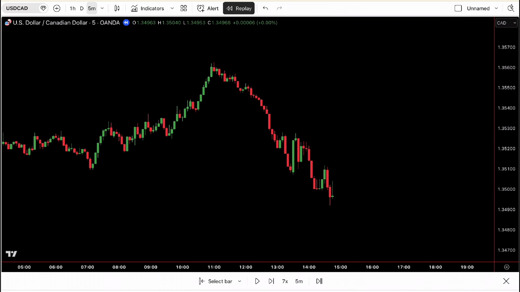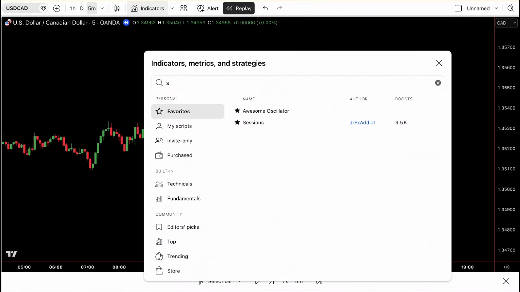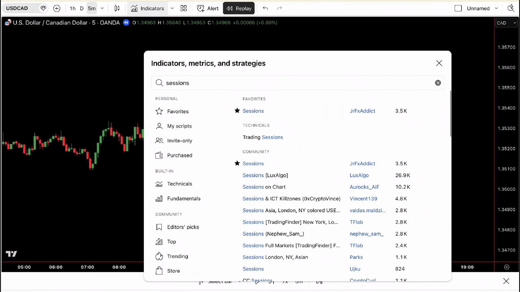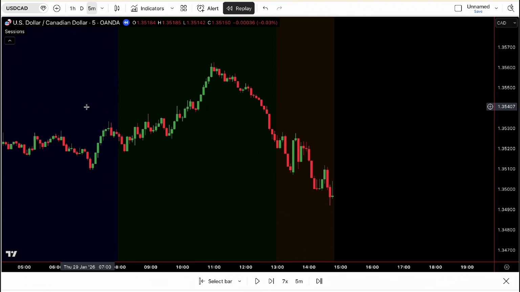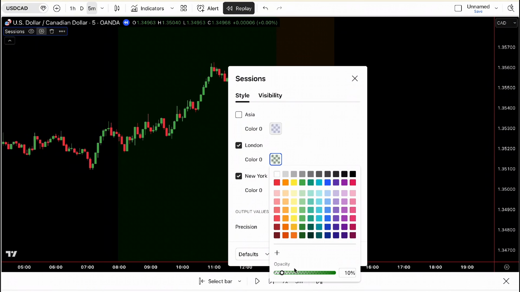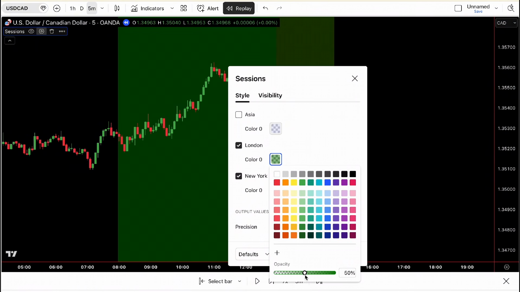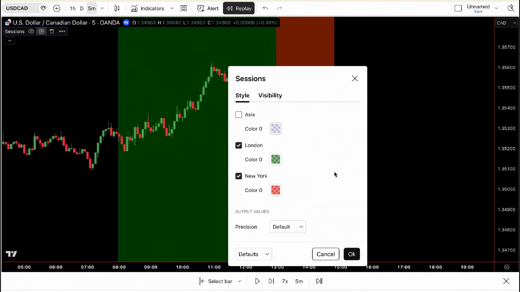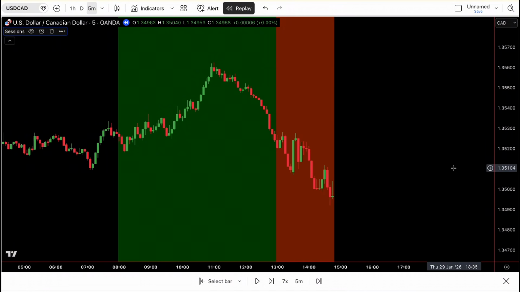Open TradingView. Click on Indicators. In the search bar, type Sessions. Select the indicator called Sessions created by JRFX Addict. Now go to the indicator settings. Uncheck the Asian session. Set the London session opacity to 50. Set the New York session opacity to 50. That's it. Now your chart is clean. London is marked in green, New York is marked in red.